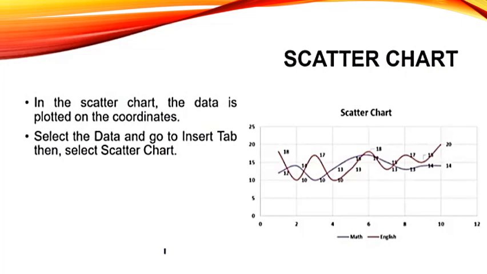Scatter chart. In the scatter chart, the data is plotted on the different coordinates. Surface scatter chart always has two values axes. One set of numeric data is displayed along the horizontal axis, that is x-axis, and the another set of data is represented on the vertical axis, that is y-axis.